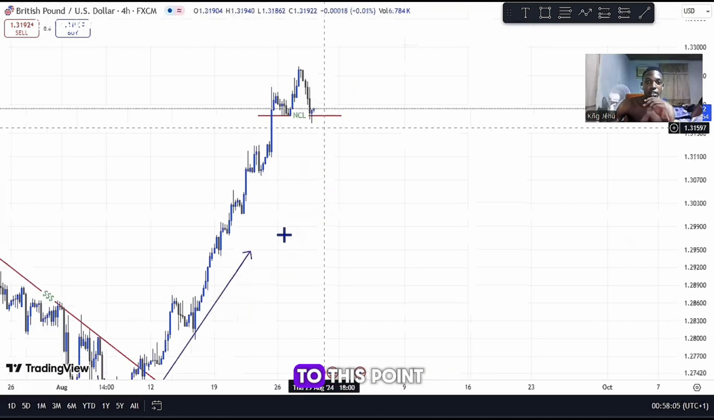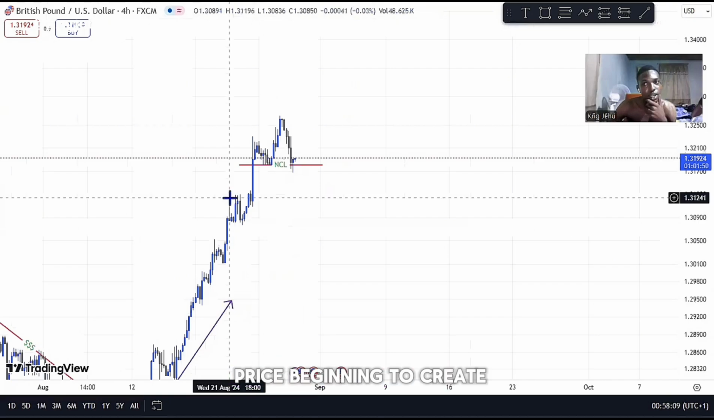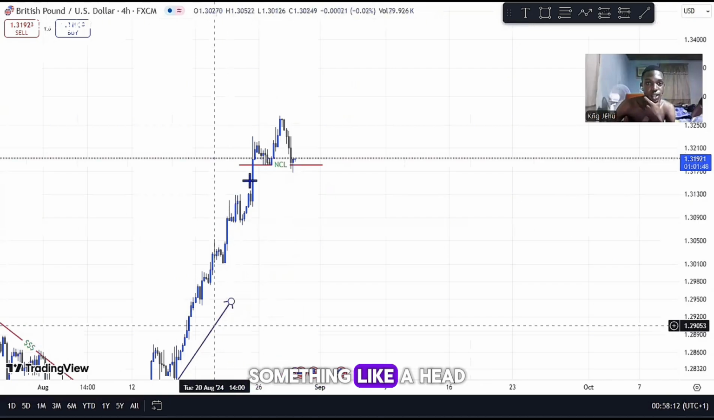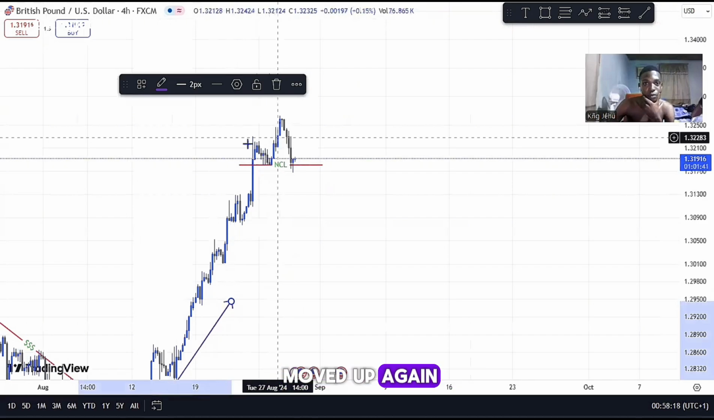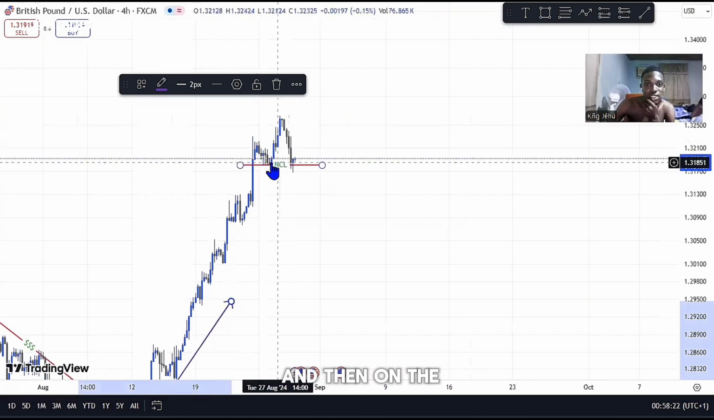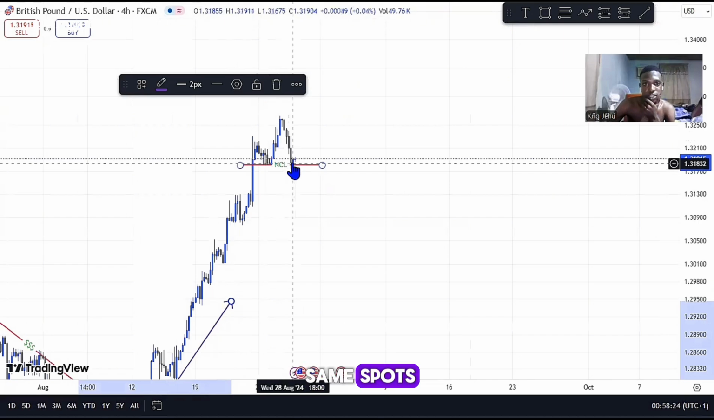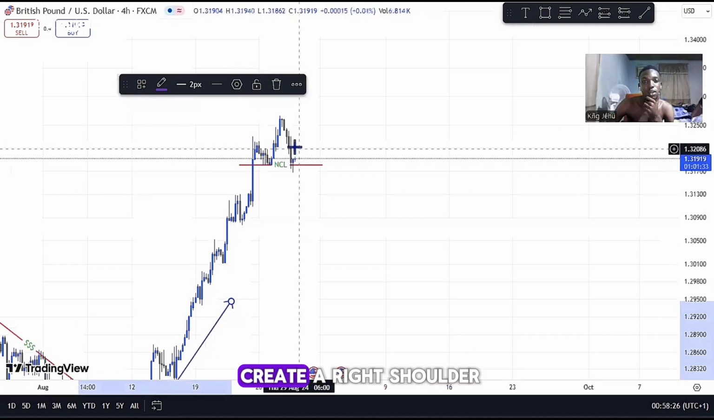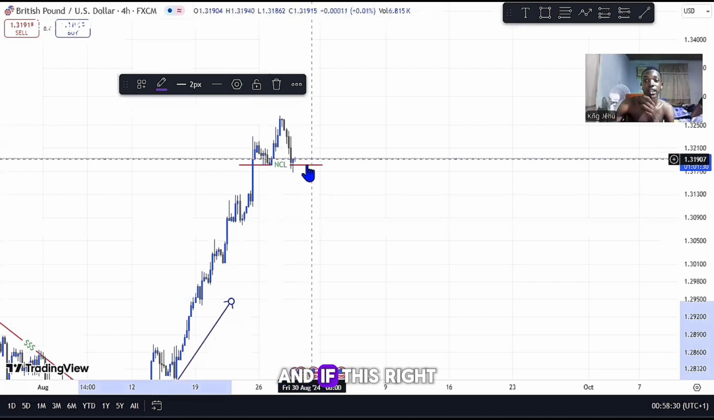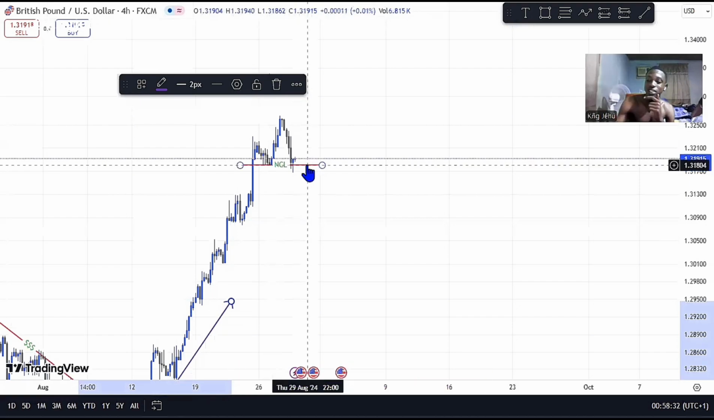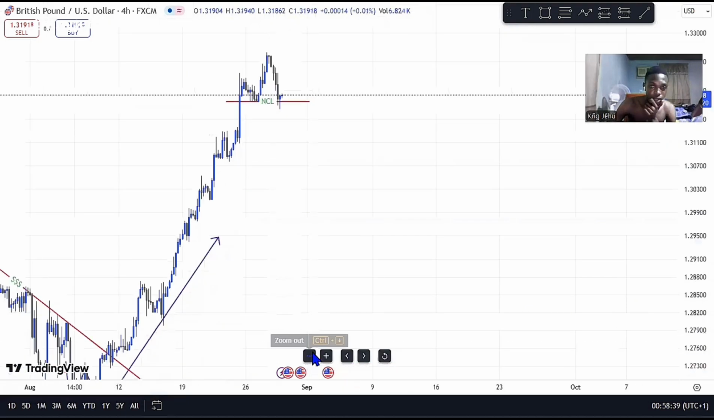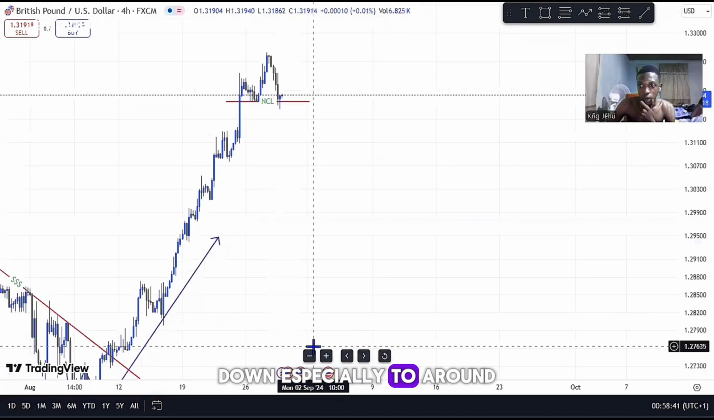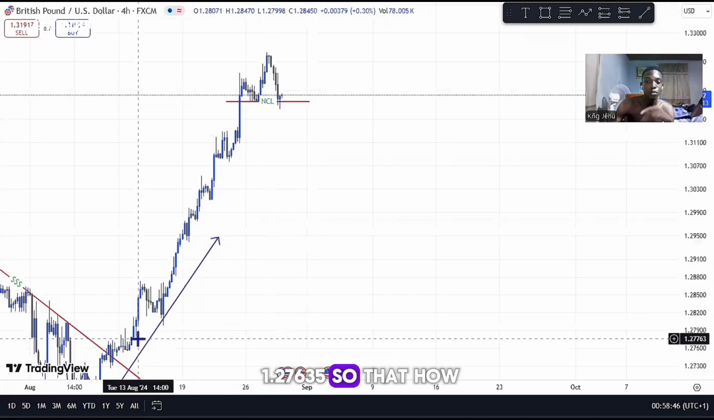So after this buy to this point, we are seeing that price is beginning to create something like a head and shoulders pattern, because right back here it moved up again. This is the left shoulder, this is the head, and then on the same spot, price is beginning to create a right shoulder. And if this right shoulder is fully formed, I can assure you, price is going to sell down, especially to around 1.27635.